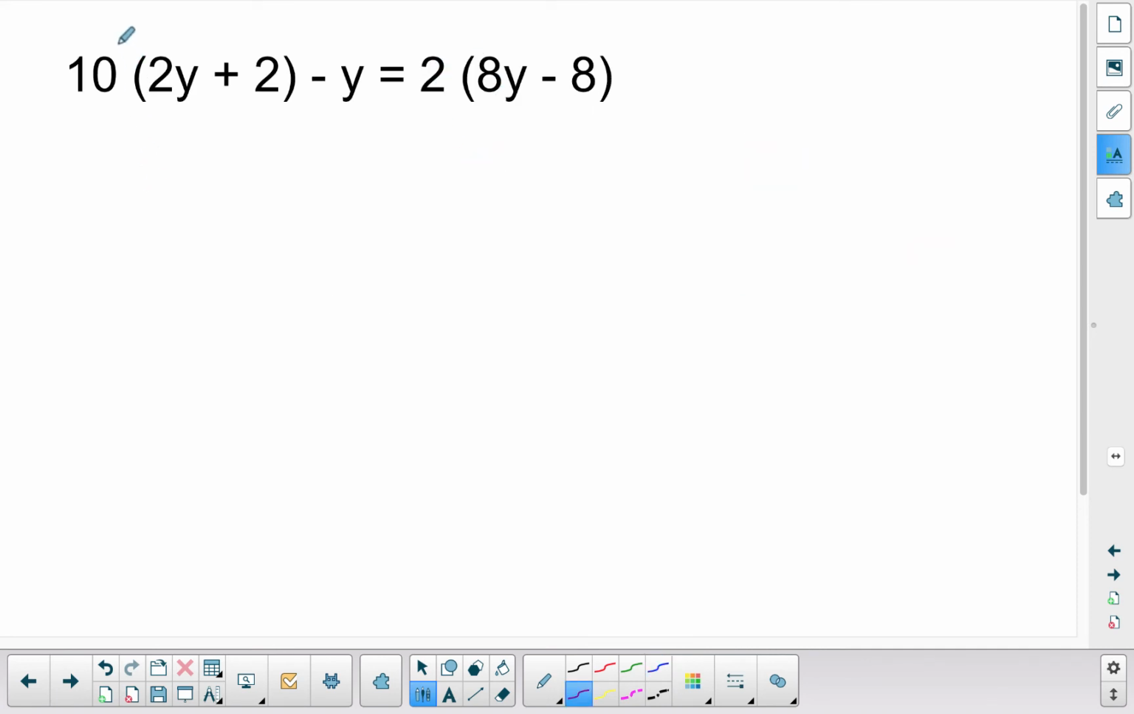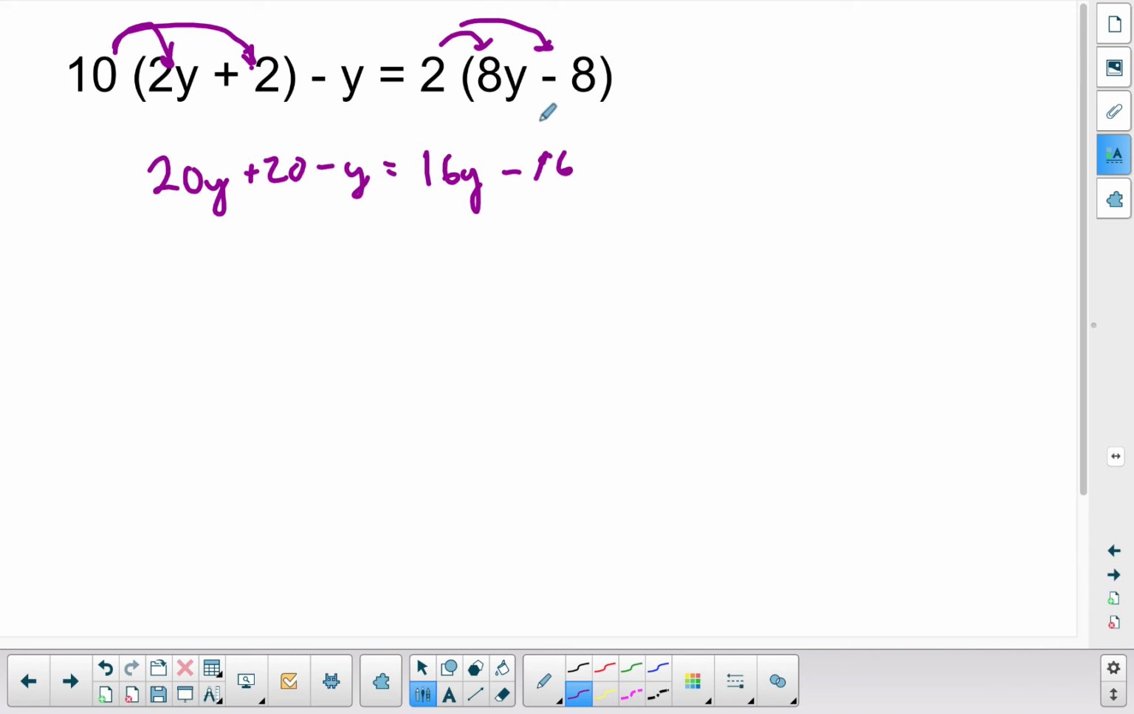Right here, similar idea. The one thing I think that's different is you have a minus y right over here. So we're going to have to do what we call combining like terms. So I would first distribute again. What I want to point out is the 20y minus y. Again, you might want to pause the video. It makes it a little bit more challenging on yourself. That way you're not entering TV mode.